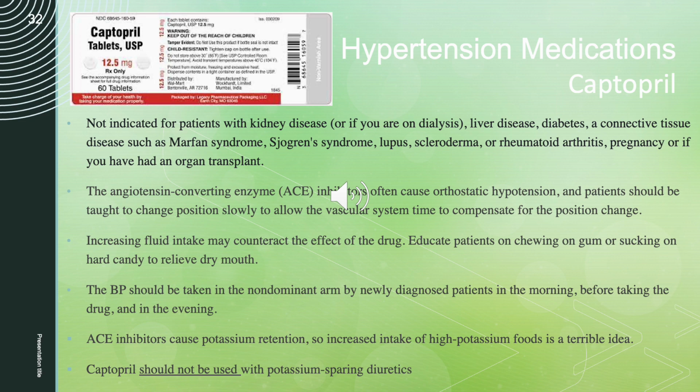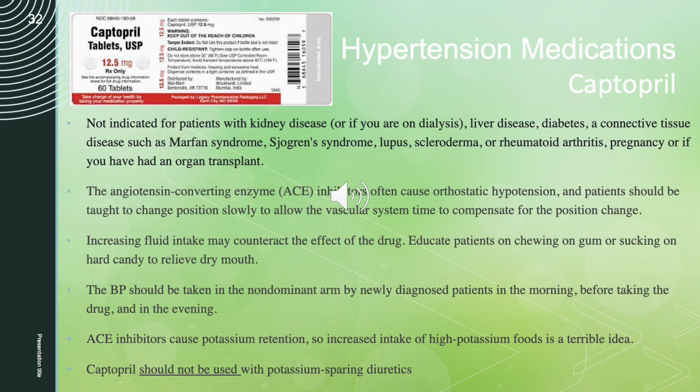All right, so captopril is another one of those antihypertensives. It's not indicated for patients with kidney disease, or if you're on dialysis, or if you've got liver disease or diabetes, or connective tissue disease like Marfan syndrome, lupus, scleroderma, rheumatoid arthritis. Don't do it if you're pregnant or if you have an organ transplant. This is an ACE inhibitor. This is an angiotensin converting enzyme inhibitor.